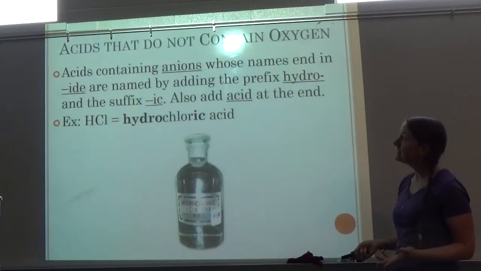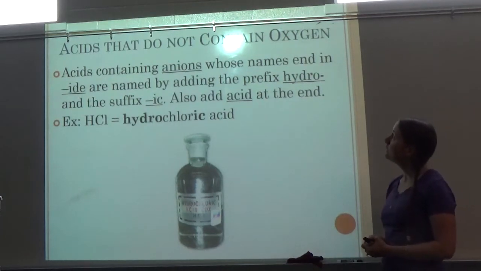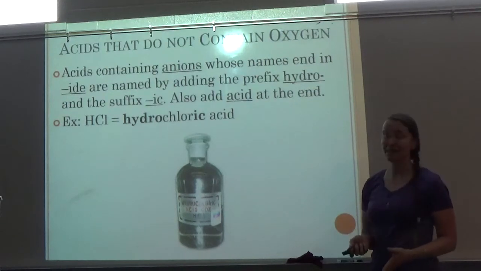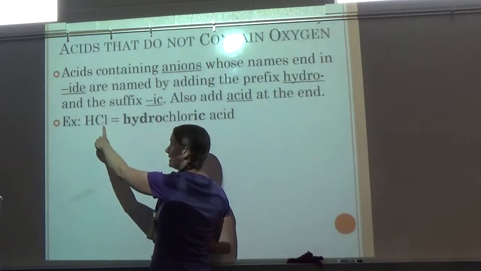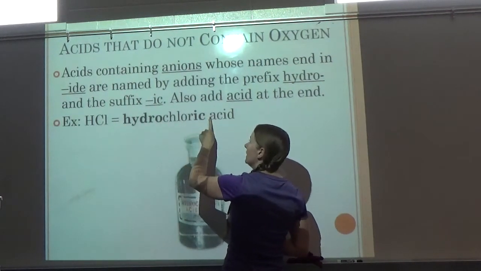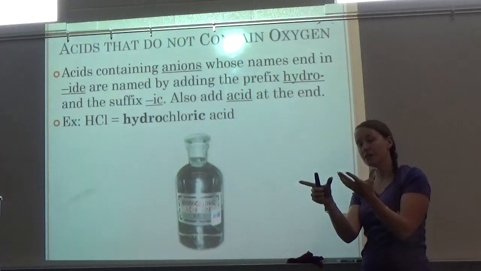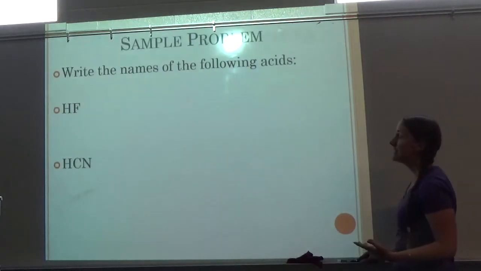So acids containing anions whose names end in "ide" are named by adding the prefix hydro and the suffix "ic". Also add acid at the end. So HCl. Cl is normally called chloride, so we change it to hydrochloric acid. We just took chloride and put hydro in front and changed the "ide" to "ic". That's all we're doing. Okay, so let's look at a couple.